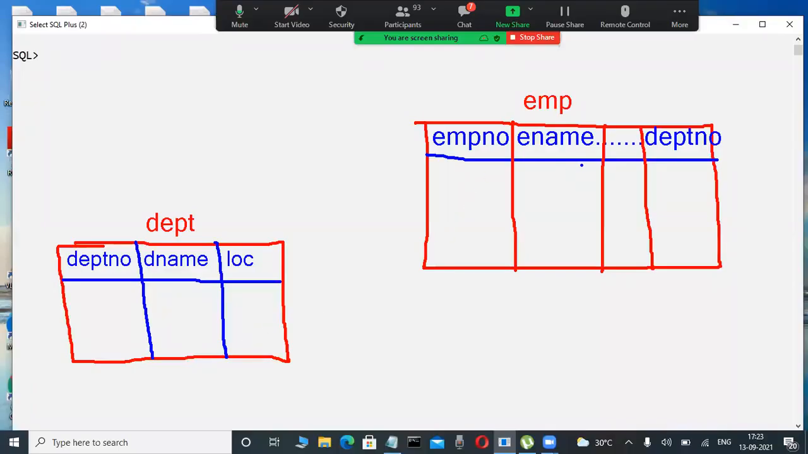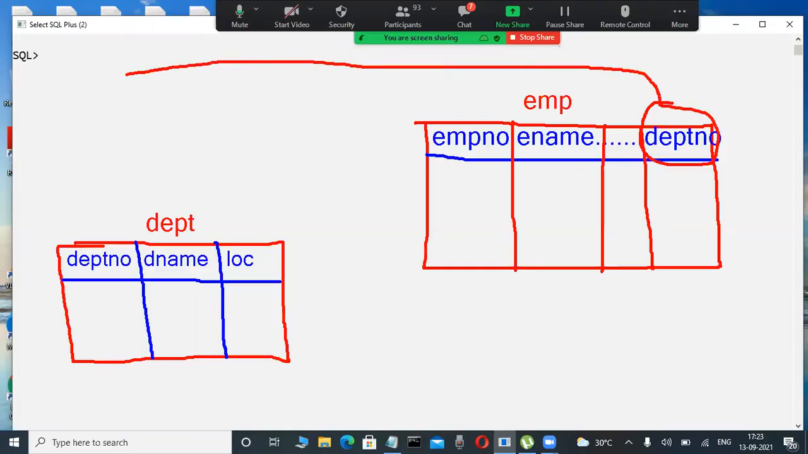For these two tables, to identify which one is the master and which one is the child, first we have to identify the common column. What is the common column? Very good, department number. You have to identify the common column. Based on this common column, department number here and department number there, they establish a relation. That is for the relational data model. Now in this department number, you are observing the data.